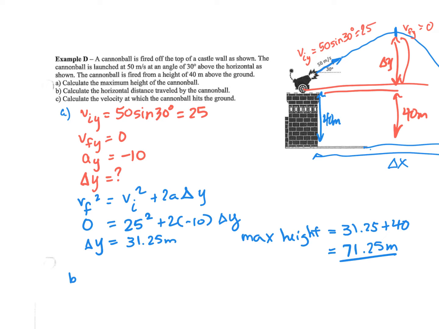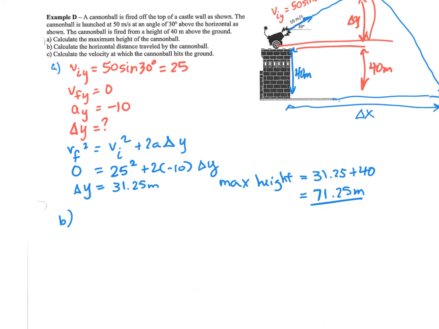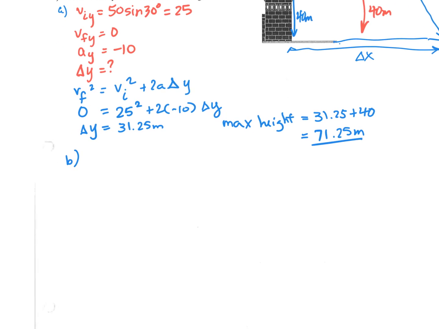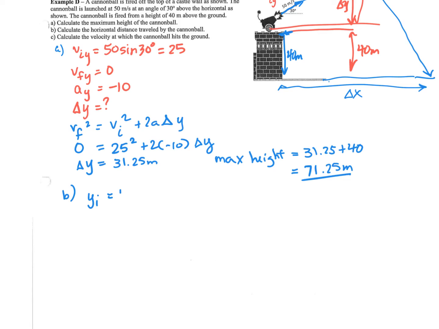There's part A. Now in part B, we've got to find the horizontal distance. To find the horizontal distance, we do need the max time. So we need the maximum amount of time. I'm going to use the y direction to find the maximum amount of time. So y initial, and this time, y initial is right up here at 40. It's sitting up at 40. Y final is going to be at 0, because this is the ground. Ground is at 0, so this is 40 and this is 0.